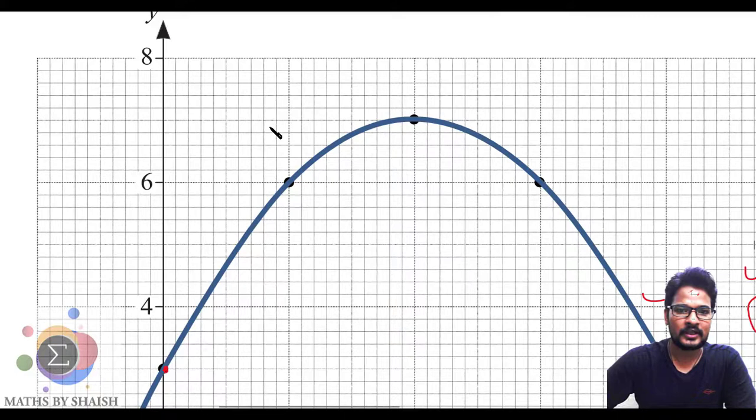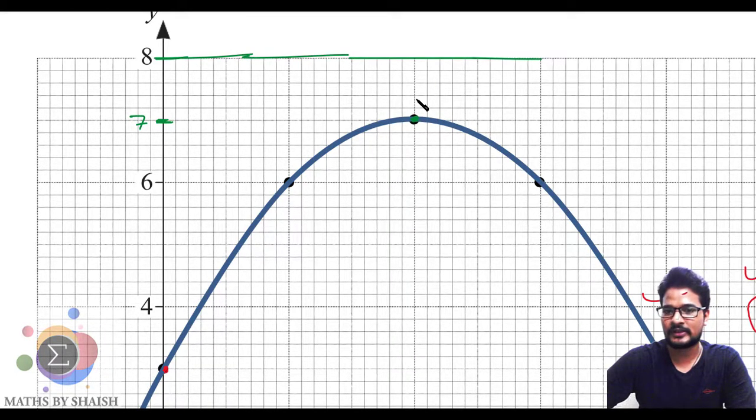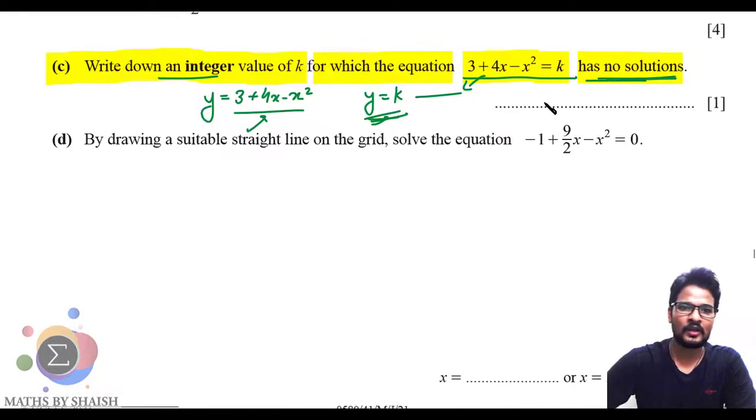From here, this is the graph. You can see this is 7, and we have this value on the graph. So of course the first integer value would be 8, because for 8, if we draw the y equals 8 line, it will not intersect with the curve. That is, there is not going to be any solution. So the k value is 8. Anything other than 8, like 9, 10, 11 and so on, would work, but in the graph, since 8 is given, we can write 8. So here we will write k equals 8.